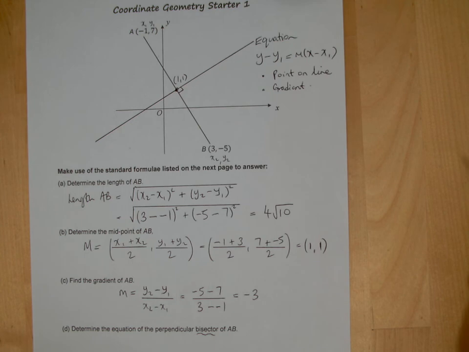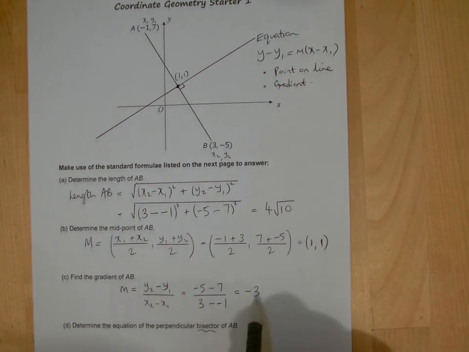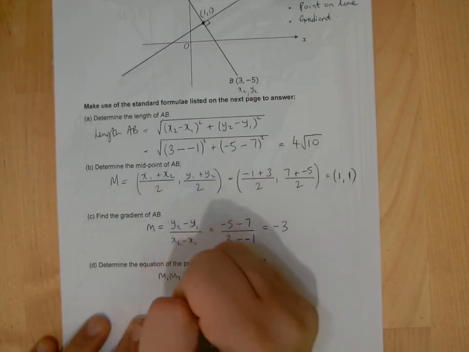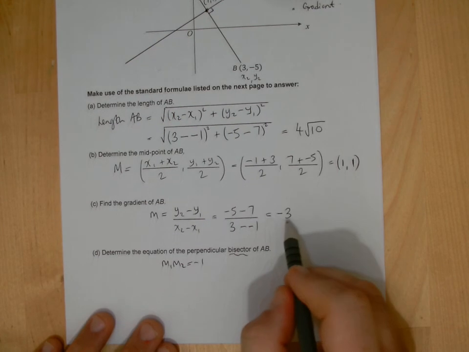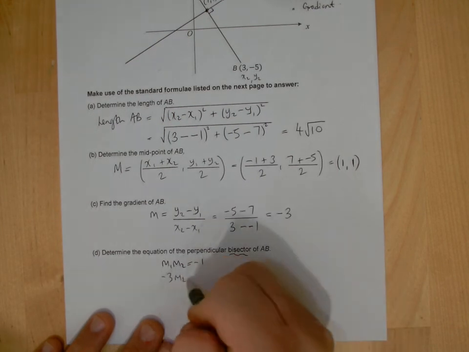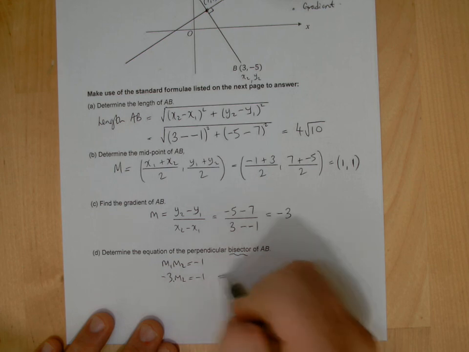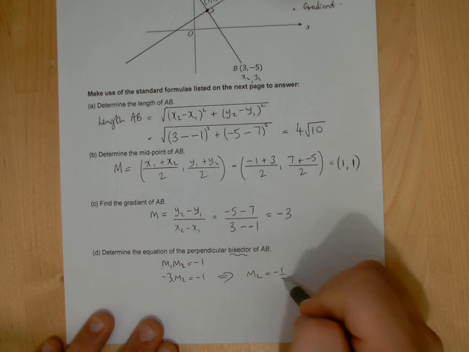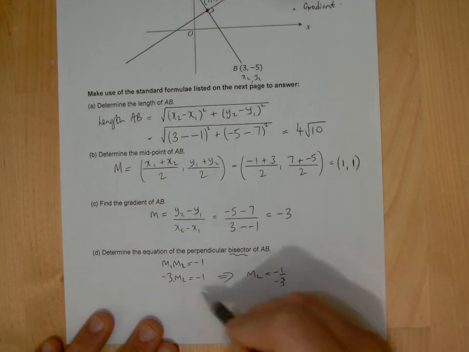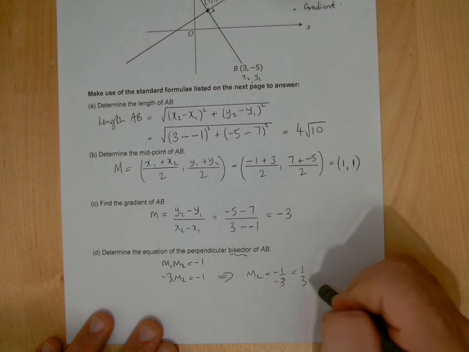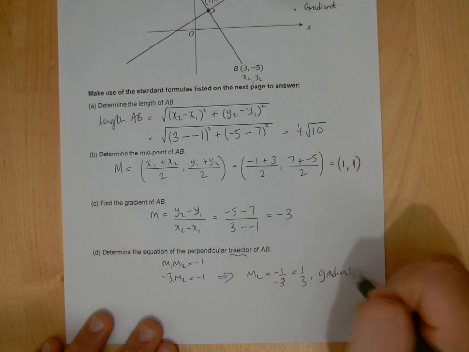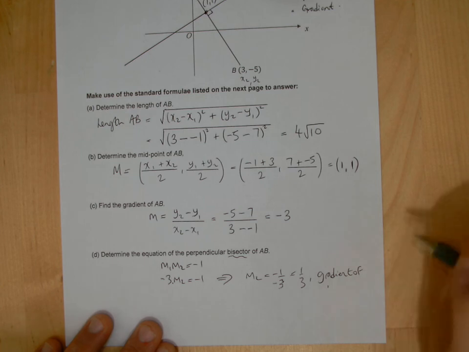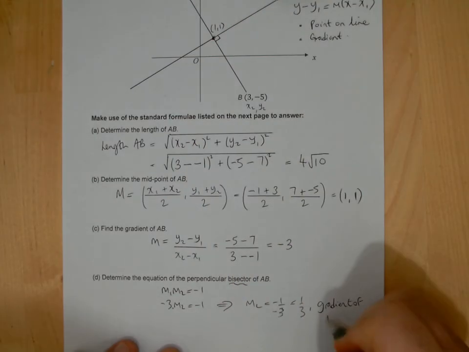And we also need m, the gradient. Now, can we work out the gradient? Well, yeah, we can, because we've got the gradient of AB. Remember, this line is perpendicular to AB, so we can use the result m1 m2 is minus 1. So we know the gradient of AB is minus 3. So minus 3 times m2 is minus 1. So that means then, if you take that minus 3 over and divide, you get a third. So this will be the gradient of the perpendicular. We often call it the normal, don't we? When we think about tangents and normals, it's the gradient of the perpendicular.